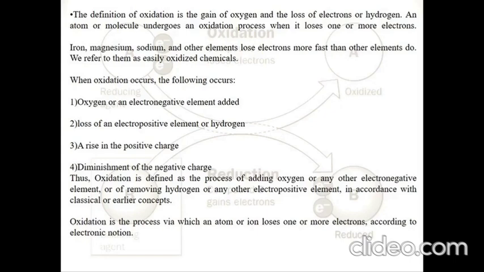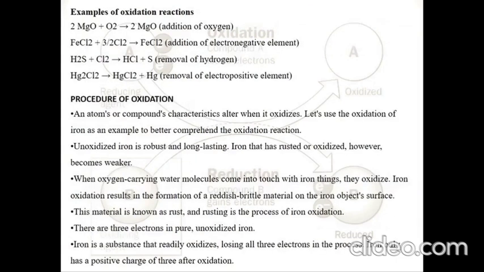Thus, oxidation is defined as a process of adding oxygen or any other electronegative element, or removing hydrogen or any other electropositive element, in accordance with the classical or earlier concepts. Oxidation is a process via which an atom or ion loses one or more electrons according to the electronic concept. Examples of oxidation reactions: for example, 2 magnesium plus oxygen gives 2 magnesium oxide.